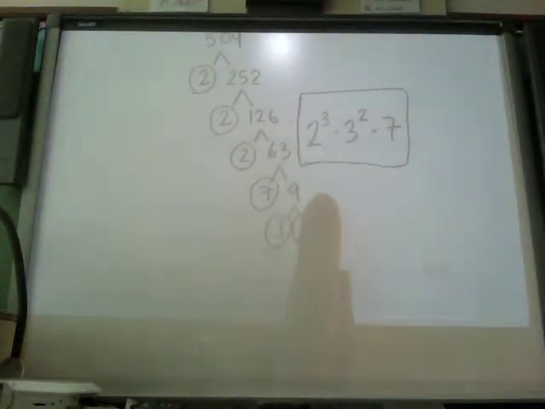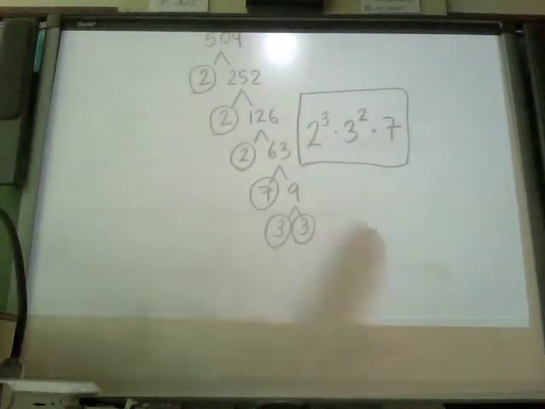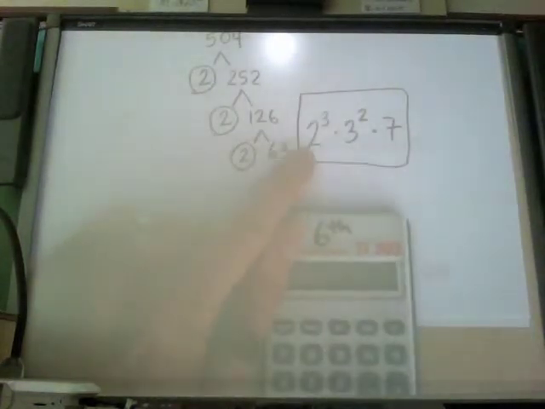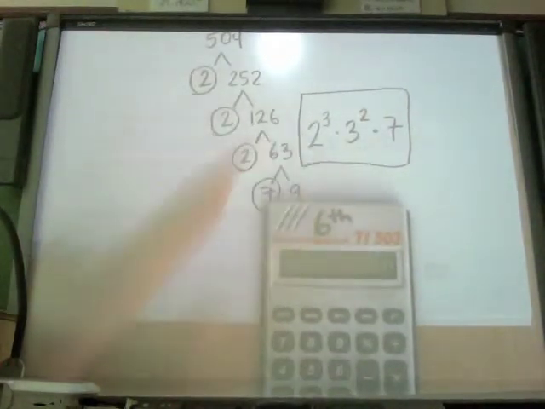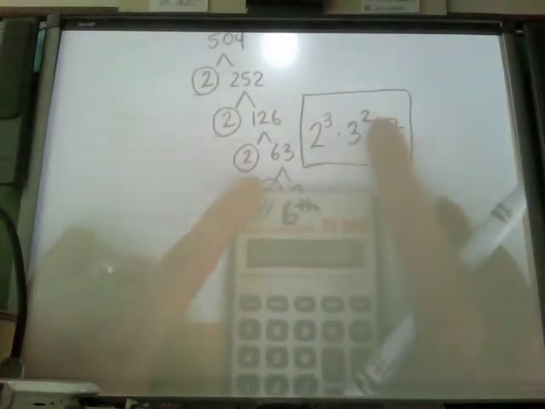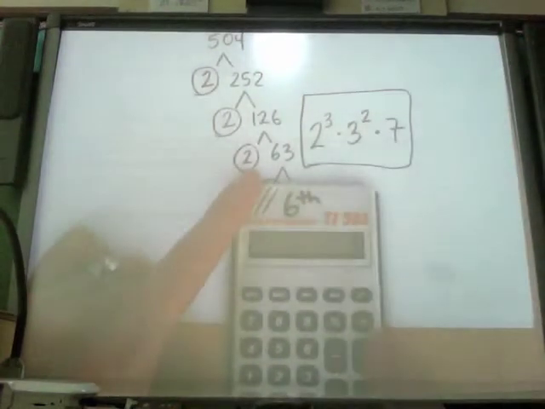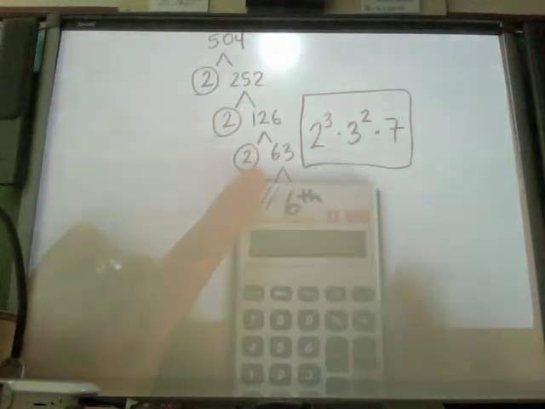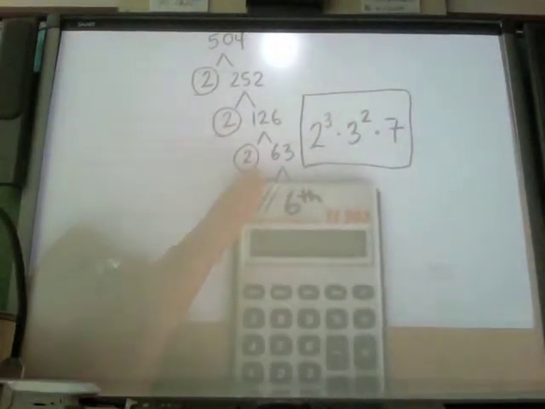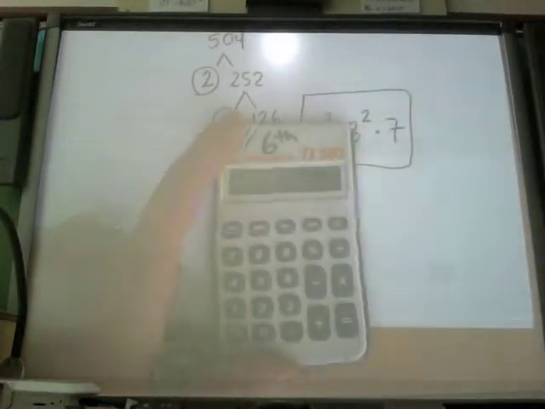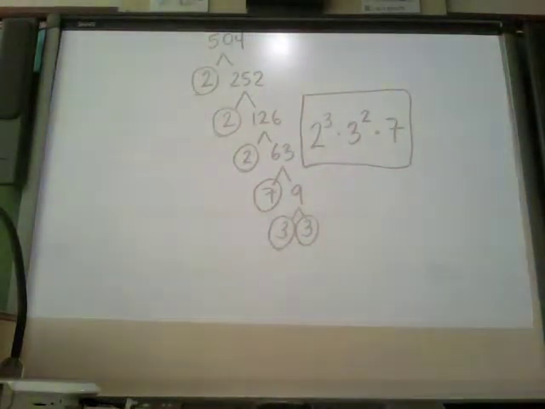If you were to multiply this out, you should get back to the original number. For example, 2 cubed, 2 times 2 times 2 is 8. 3 squared, 3 times 3 is 9, so I have 8 times 9 times 7, and I get 504, back to my original number. That's how I know I did it right. Any questions on this?